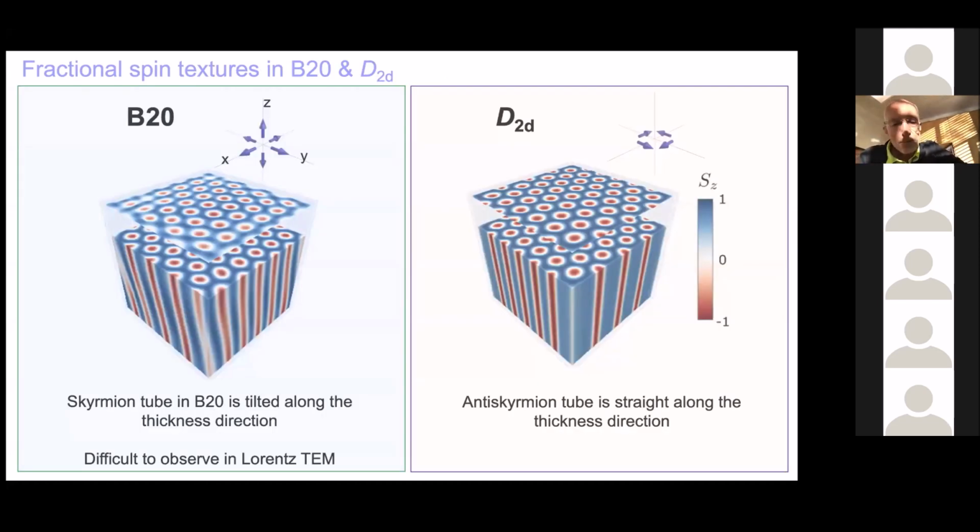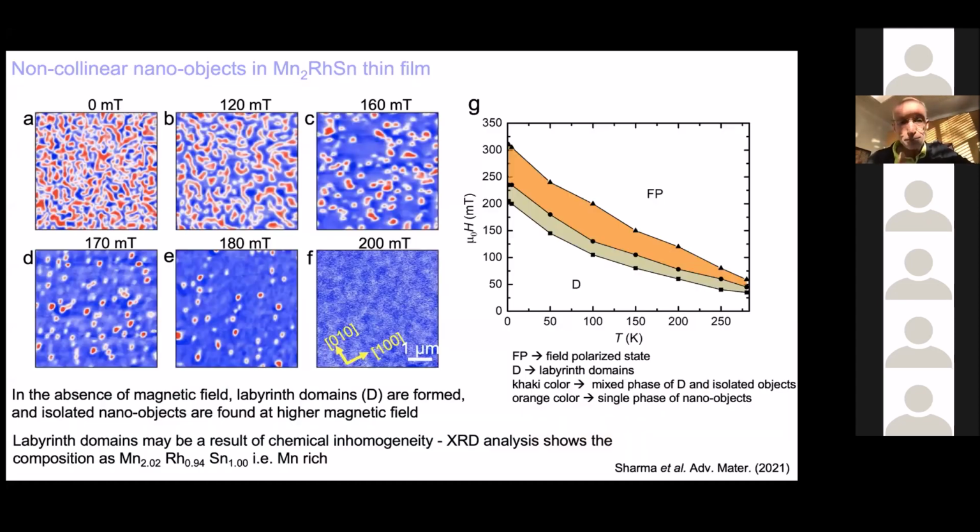And we just want to make a comparison between the B20 systems where these have not been observed and our systems, these D2d systems. We believe it is because in the B20 systems, as I said, you have a twisting of the magnetization in all directions, and potentially one can't see them because they're essentially averaged out over the thickness of the lamella, whereas in the D2d systems this is not the case. We get very straight tubes. This is from micromagnetic simulations.